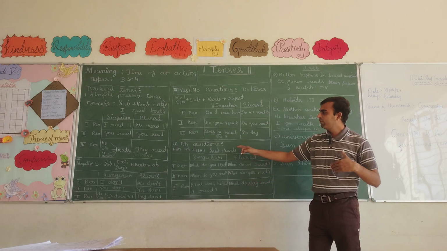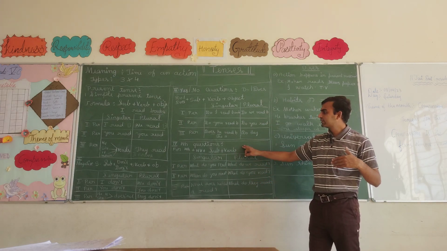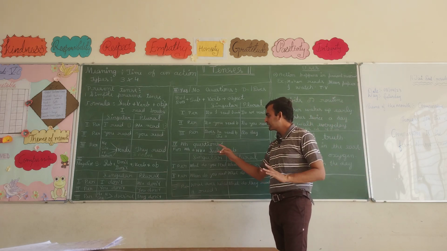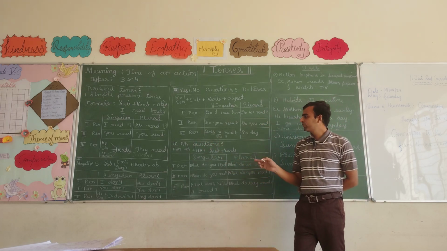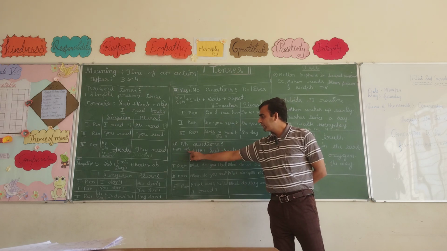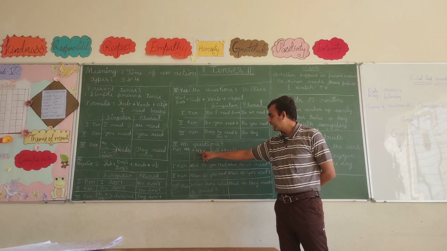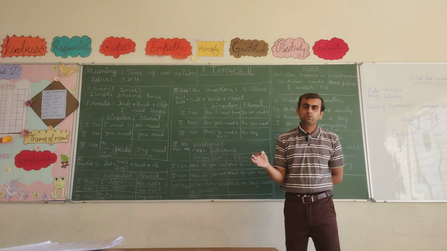How to form a WH question in the simple present tense. The formula is simple. We just have to add a WH word at the beginning of the sentence. The remaining thing is the same: helping verb, either do or does.